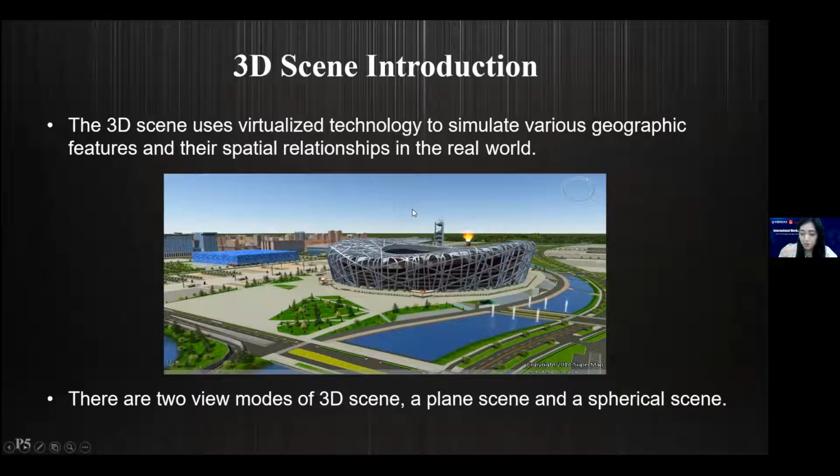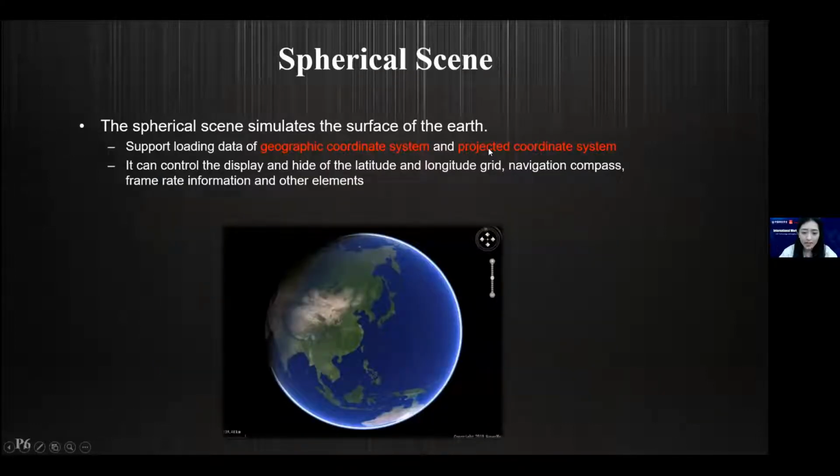And how to store and display the 3D data? Let me take SuperMap Desktop as an example. It uses a 3D scene to store and display the 3D data. And what is a 3D scene? The 3D scene uses visualization technology to simulate various geographic features and their spatial relationships in the real world. It has two types, the plane scene and the spherical scene, and let me introduce these two types of scene.